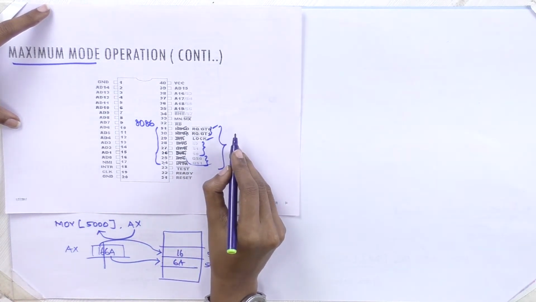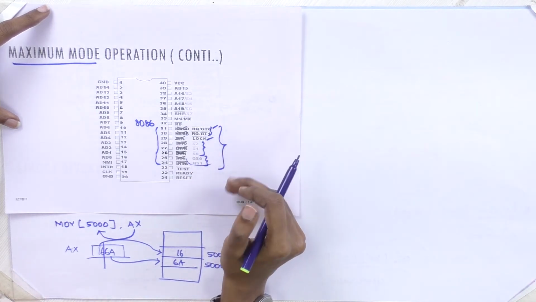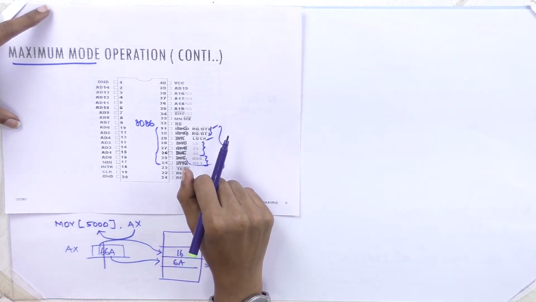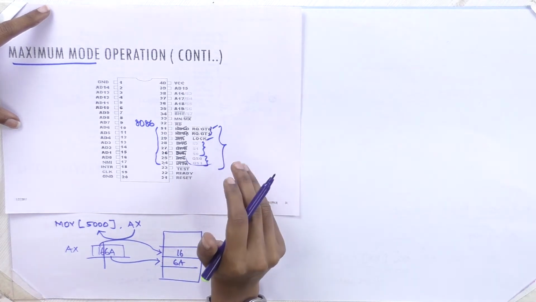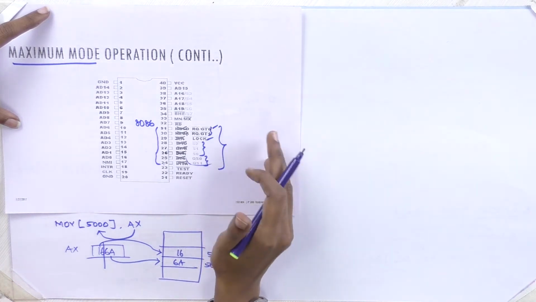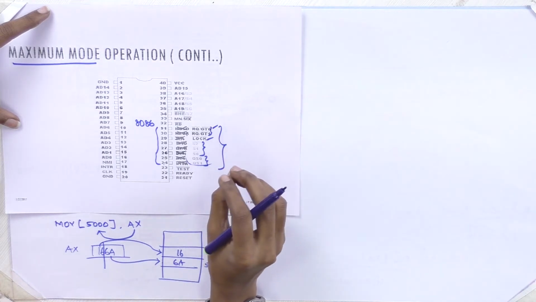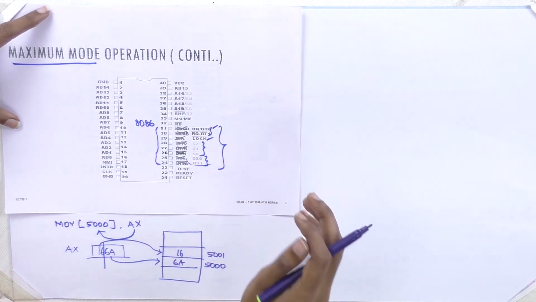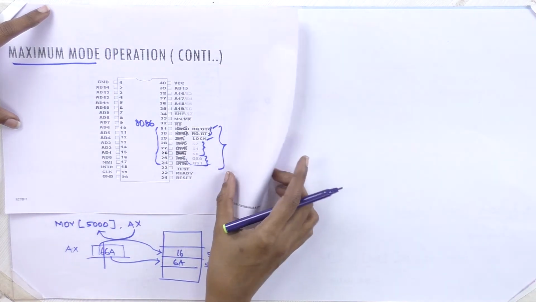The request and grant pins will perform the same operation as hold and hold acknowledgement, fine. The pins replaced here have another name, but the functions are quite similar. It's not a major difference between the pin functions. So now we will see more about the minimum and the maximum mode, fine.